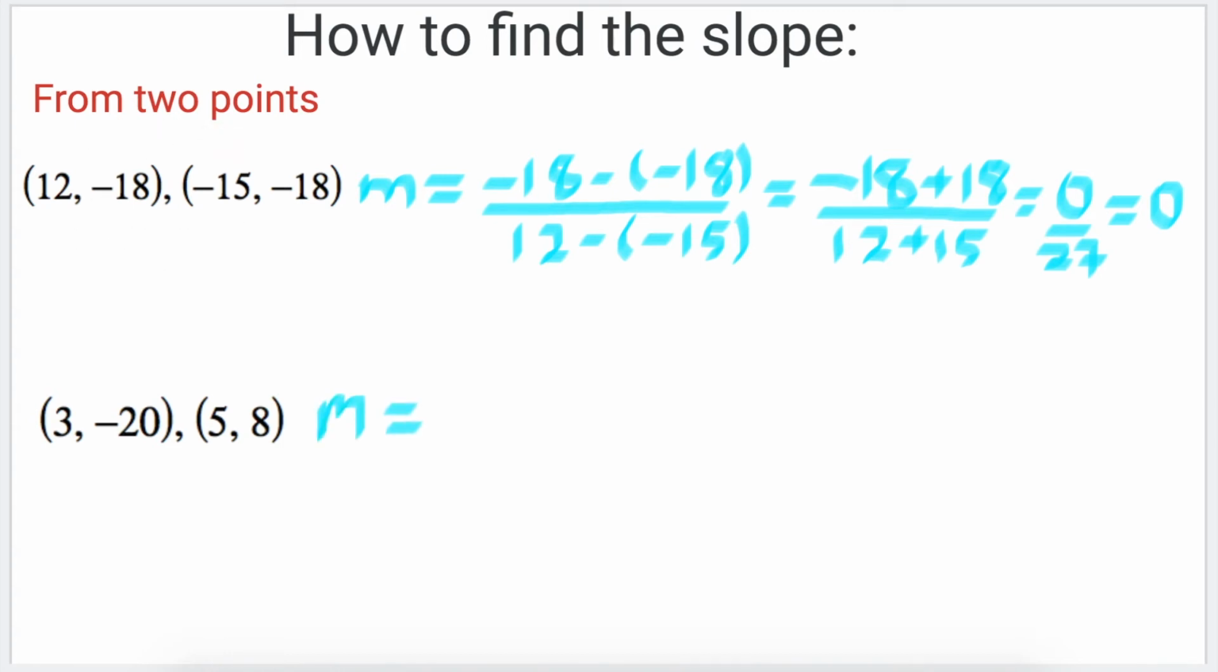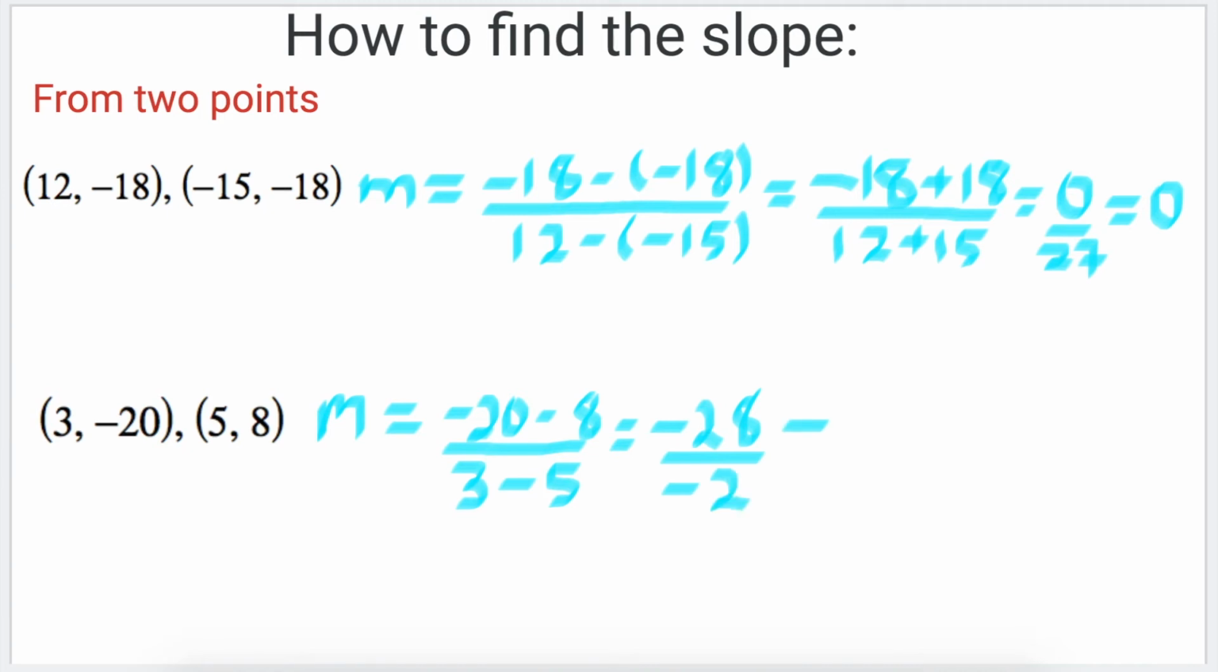The second calculation is m equals negative 20 minus 8 divided by 3 minus 5. Negative 20 minus 8 is negative 28. 3 minus 5 is negative 2. And you need to simplify this fraction. So when you divide those two numbers, you'll get positive 14.